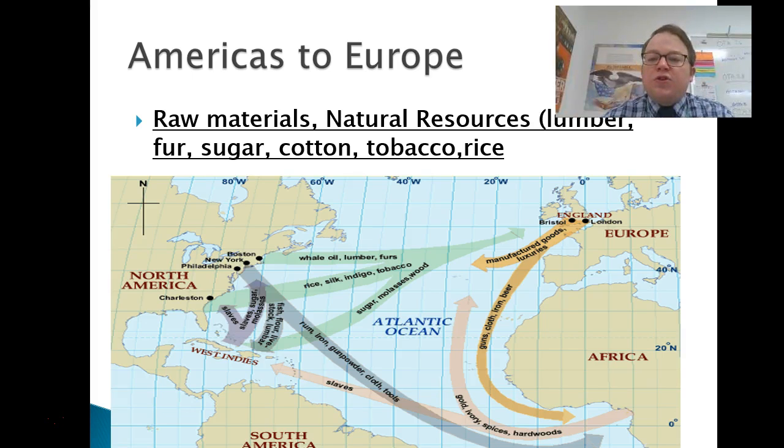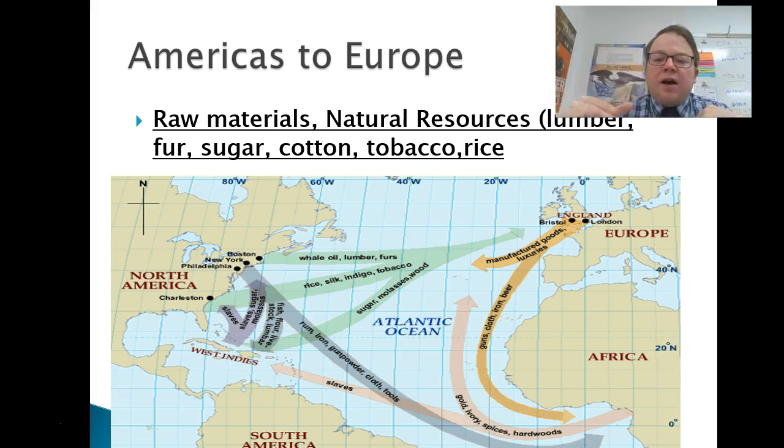What the mother country would then do with those is they would manufacture them into some sort of finished product, manufactured goods, textiles, etc., and then send that back to the Americas and sell them for a profit. They'd pay a very, very minute amount of money to get the raw materials to make the goods. They would sell that back to North America.